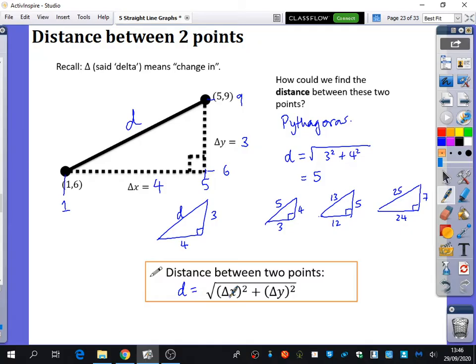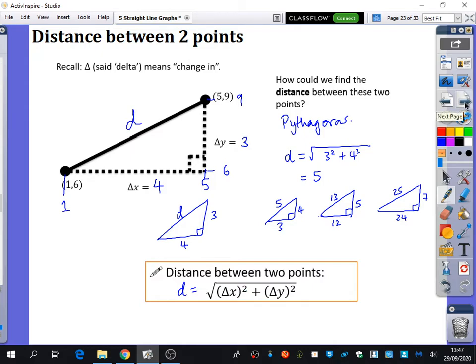So later on when we do some of these questions, just find the difference between them. I don't care if you do this one take away this one, or this one take away this one. It's not like the gradient where the order mattered. For the distance between the 2 points, you just want the difference between them. You should always try and do the difference that gives you the easiest number, because it's going to be squared anyway. Okay, so that's something just to point out at this stage.